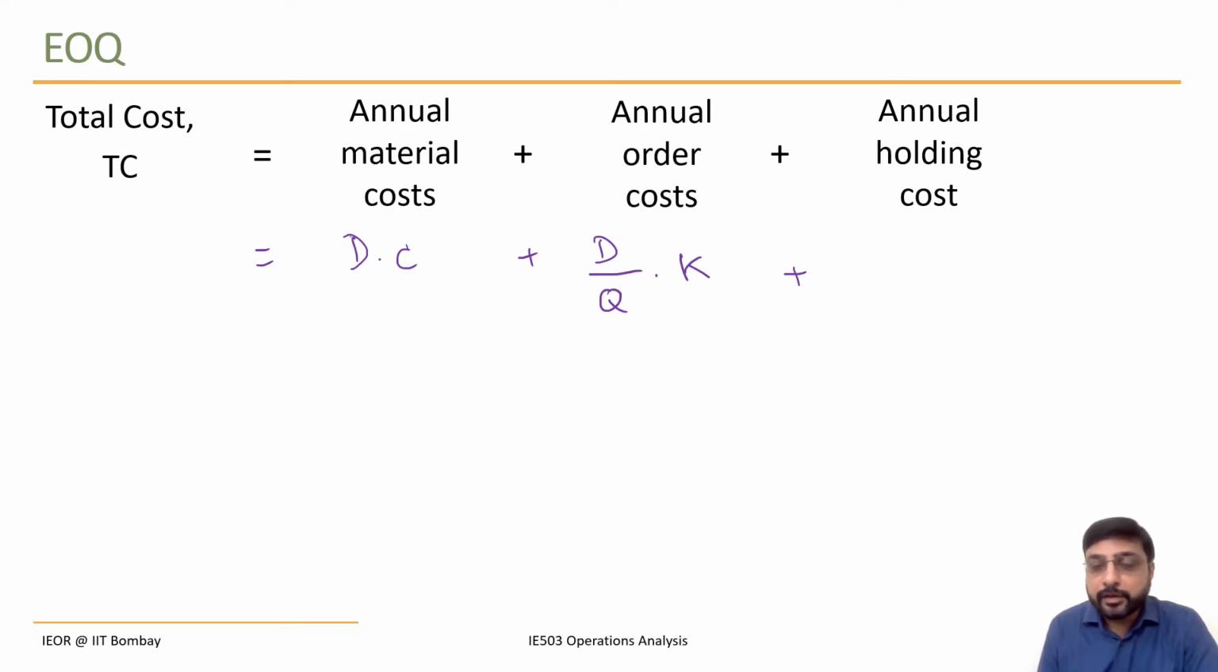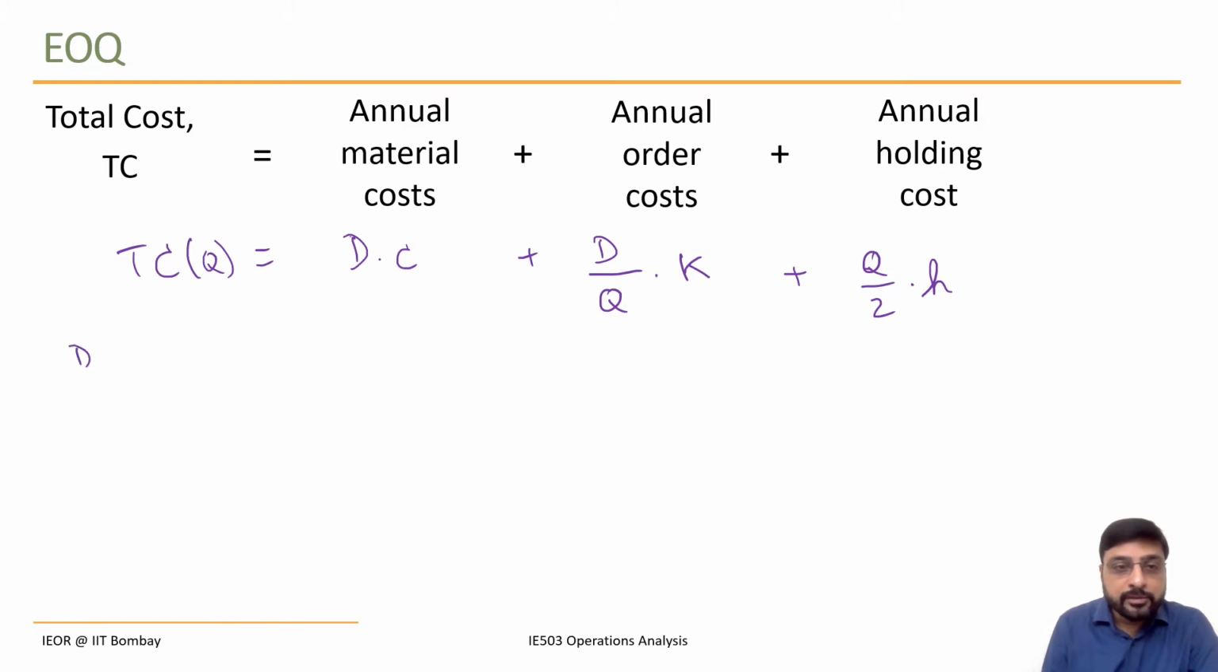plus the annual holding cost, the cost to hold the average inventory. So we are going to hold an average of Q by 2 as inventory, and the cost per holding 1 unit of inventory for 1 year is represented by this parameter H. So now we have a nice expression for this total cost for a given value of Q. It's D into C plus D by Q into K plus Q by 2 into H.